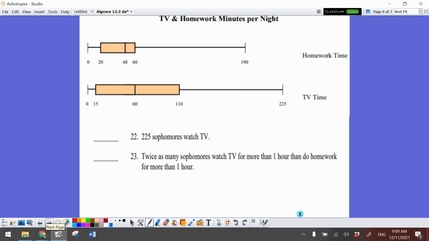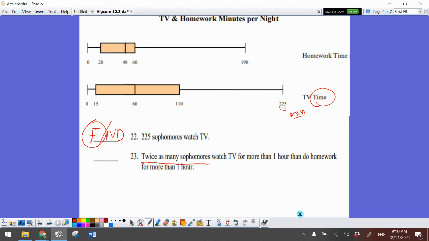Okay, let's look at this one. Same data. 225 sophomores watch TV. What does this 225 represent? This is time, so this is minutes. That has nothing to do with how many students. Okay, we do not know from a box and whisker plot. So this could either be false or not determined because we have no idea how many students took the survey. No idea. All it is, is minutes.